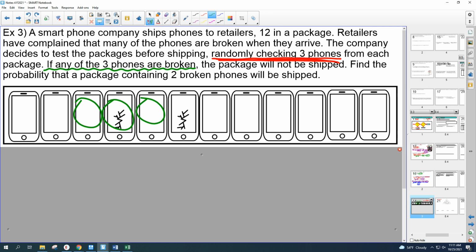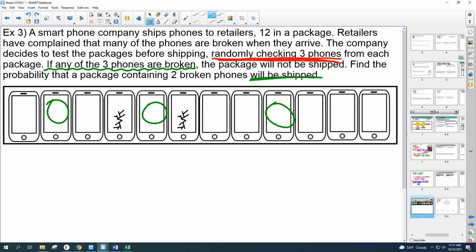So this is confusing, but when it says will be shipped, the only way we're going to ship is if we randomly select 3 of the good phones. It's hard to understand this problem, but we're randomly selecting 3 phones, and we have to accidentally or luckily or unluckily select 3 out of the good ones. So, probability of shipping.